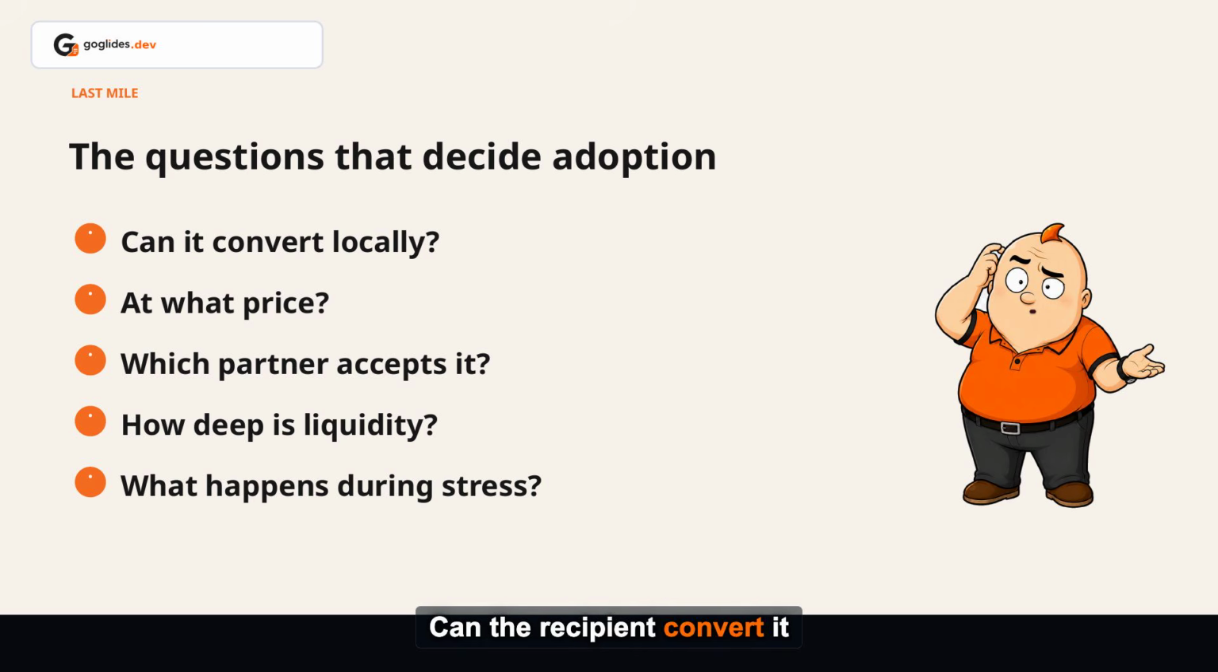Can the recipient convert it into Kenyan shillings? At what price? How much liquidity is available? Which bank or mobile money provider accepts it? What happens during a weekend, a banking outage, or a sudden currency crisis? This is the last mile problem. The blockchain may settle instantly while the recipient still waits for usable money.